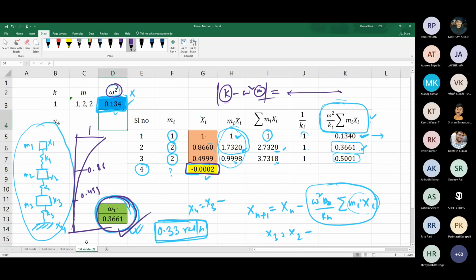So this is verified: with the Dunkerley method we have got 0.33, and it is underestimating, right? We have got 0.366, which will most probably be close to the exact natural frequency, the fundamental frequency, but using the Dunkerley method we obtained 0.33. So it is underestimating, right? Because those higher modes are neglected.